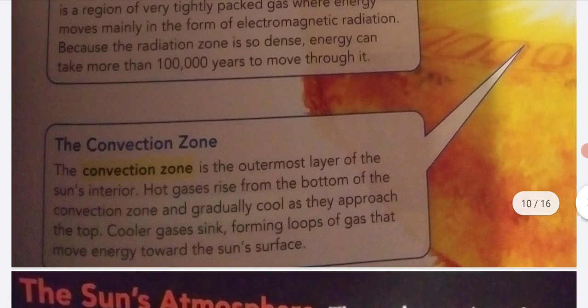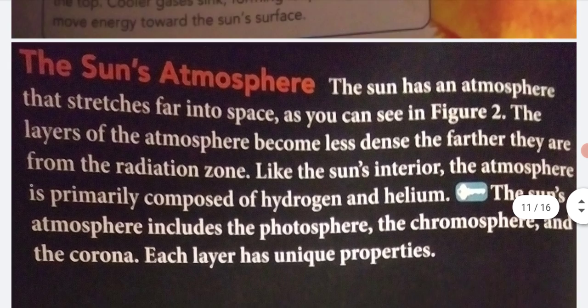The convection zone. The convection zone is the outermost layer of the Sun's interior. Hot gases rise from the bottom of the convection zone and gradually cool as they approach the top. Cooler gases sink, forming loops of gas that move energy toward the Sun's surface.